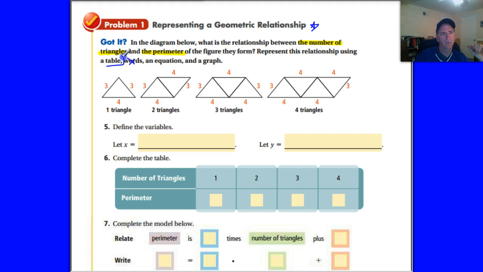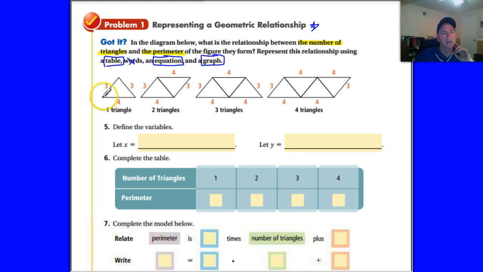going to have to do in this chapter, in this section, is be able to understand the connections between a table, an equation, and a graph. And you're going to have to be able to go from one to the other, and also identify the variables, independent and dependent variables, as we go. So let's take a look at what happened.